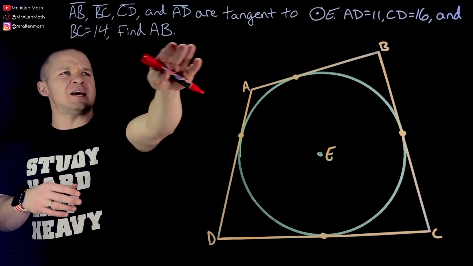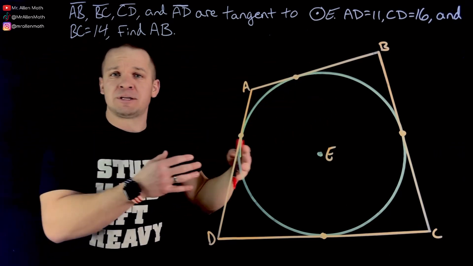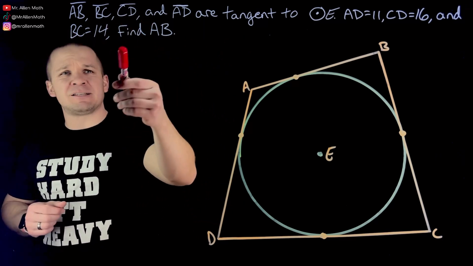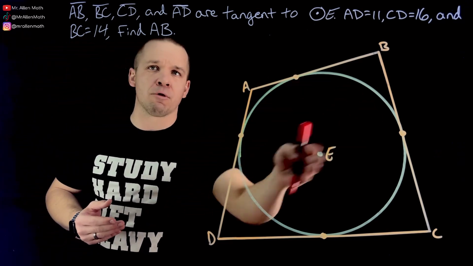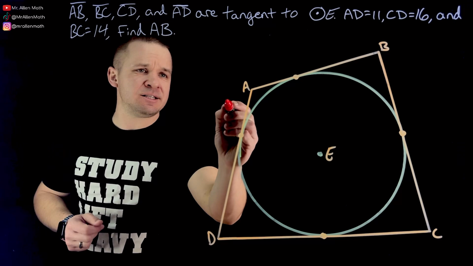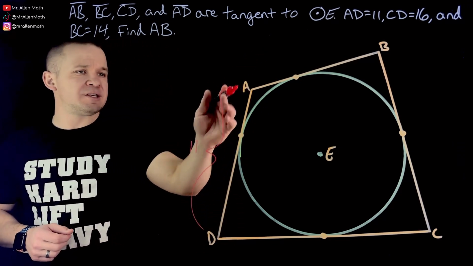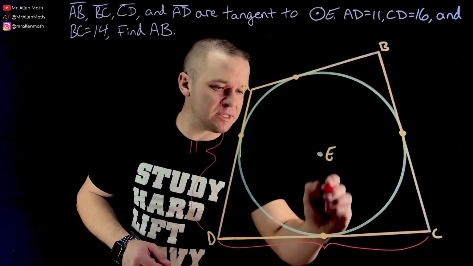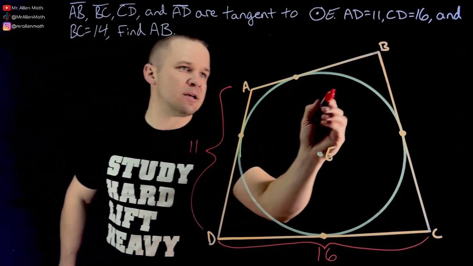A lot of times they'll even say in the directions or the prompt that the lines that appear to be tangent are in fact tangent. But I also stated up here as well, AB, BC, CD, and AD are tangent to circle E at those 4 points. Now, we're also given some lengths here. AD is 11. CD is 16. And BC is 14.